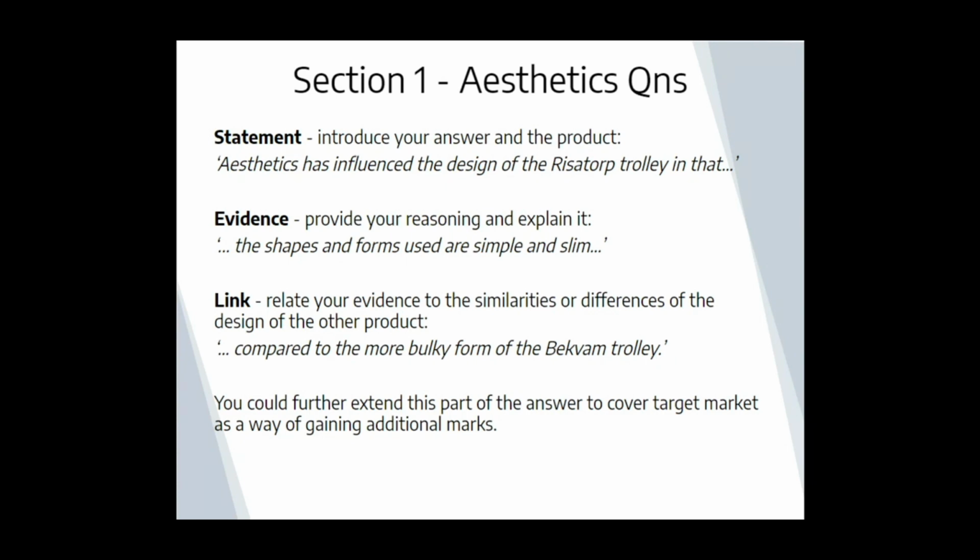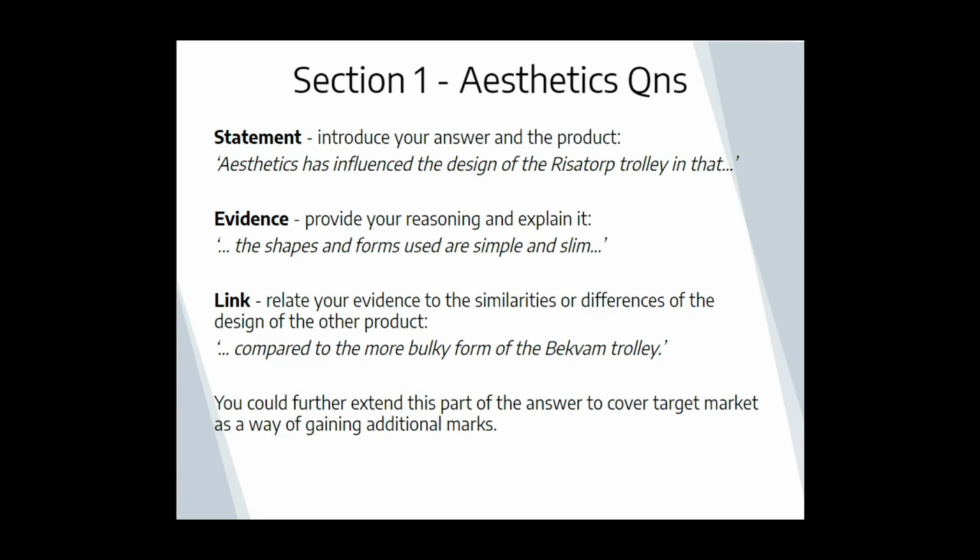And this is how you can actually extend and expand this answer to potentially pick up 2 marks for one statement itself, because you can then refer to aesthetic qualities of the other design just by linking it back to your first answer. So compared to the more bulky form of the Beckfilm trolley. That on its own would pick up 2 marks because you're mentioning aesthetic qualities of the Risatorp trolley and that it uses simple and slim shapes and forms, and then you're going on to compare that to the more bulky forms of the other products.